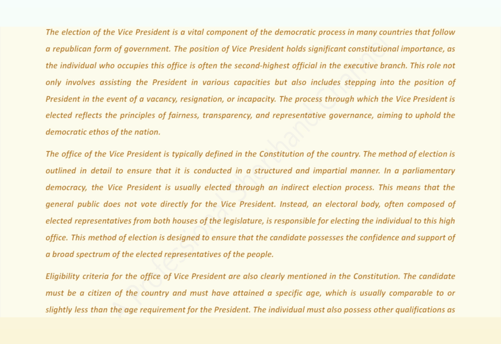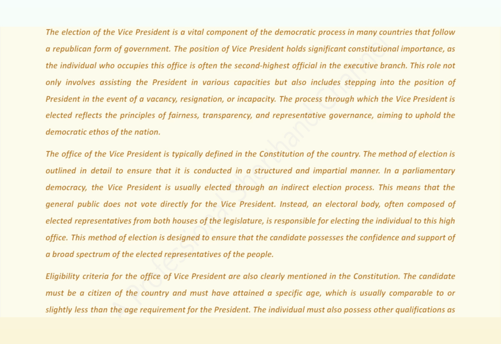The election of the Vice President is a vital component of the democratic process in many countries that follow a republican form of government. The position of Vice President holds significant constitutional importance, as the individual who occupies this office is often the second highest official in the executive branch.